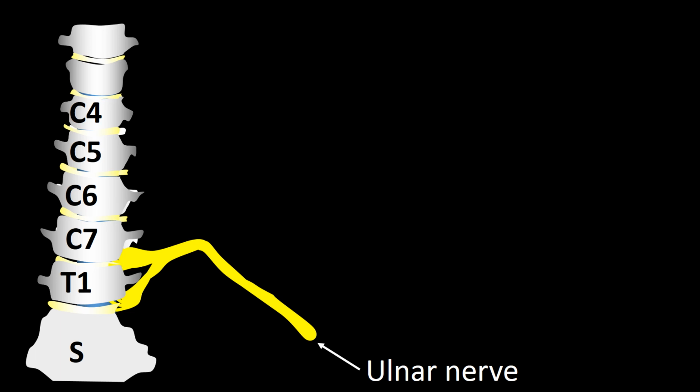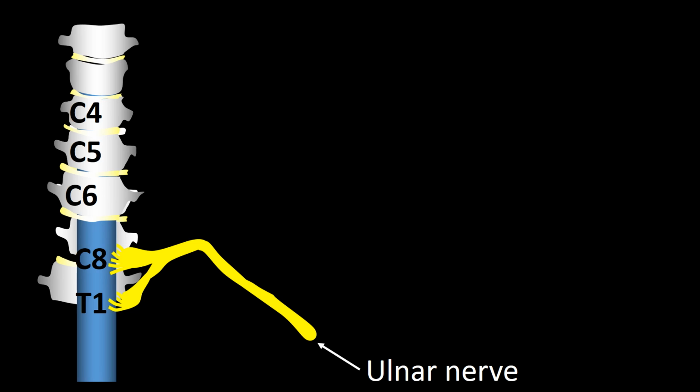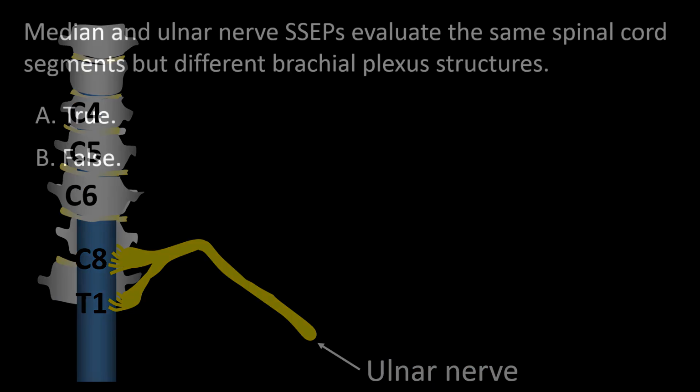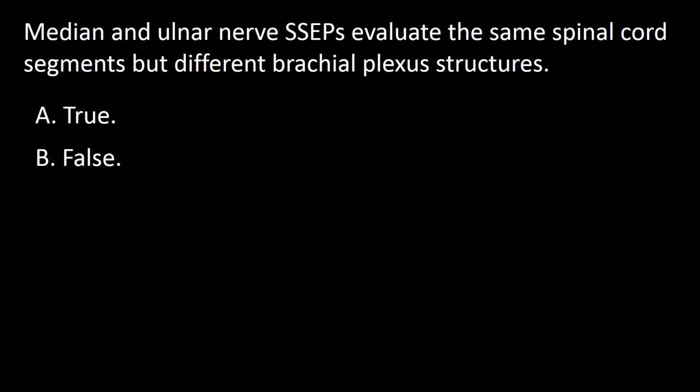In addition to these structures, ulnar nerve somatosensory evoked potential also evaluates C8 and T1 spinal nerves, roots and rootlets. The ulnar nerve somatosensory evoked potential, the same as the median nerve somatosensory evoked potential, evaluates the spinal cord from T1 and above. So the answer to this question is true.